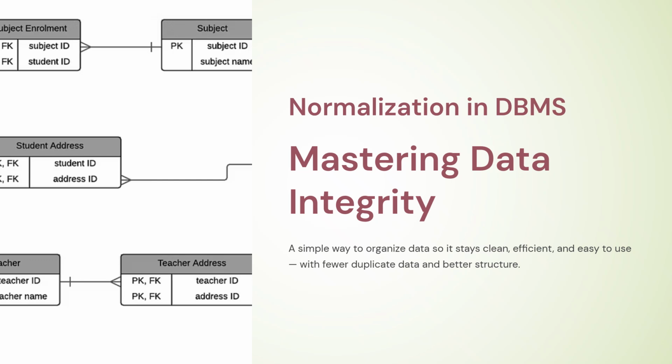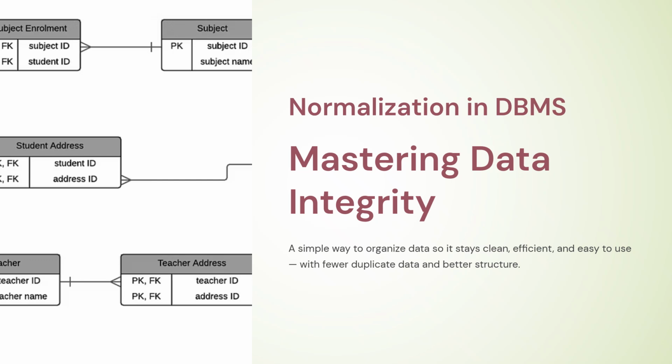Normalization is a systematic process of organizing data in a database to reduce redundancy and improve data integrity. It ensures that every piece of information is stored only once, making databases more efficient, consistent, and easier to maintain.